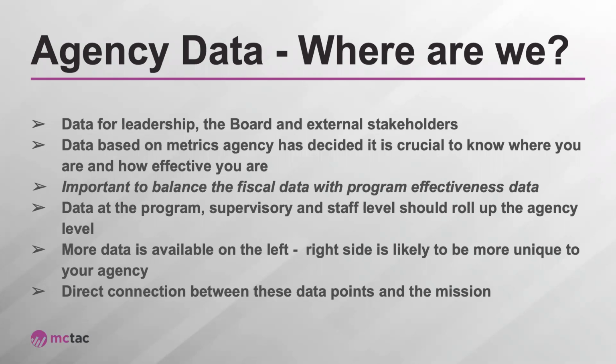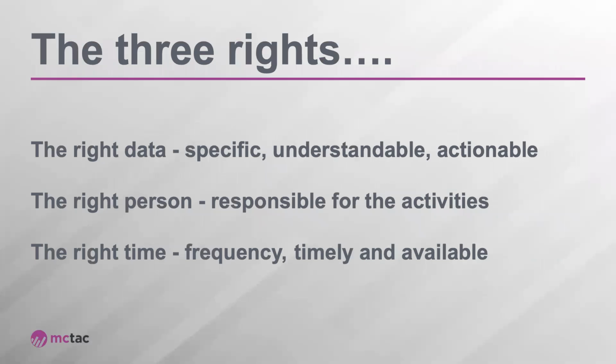There's an overall story to this, and based around these three rights. We're always looking at the right data to the right person at the right time. And just to explain that a little bit, the right data has to be very specific to their role. It needs to be understandable to that person, and it needs to be data that they can take action on. And the right person needs to get that right data. There's no point in giving a program director overall agency data, because that doesn't help them run the program.